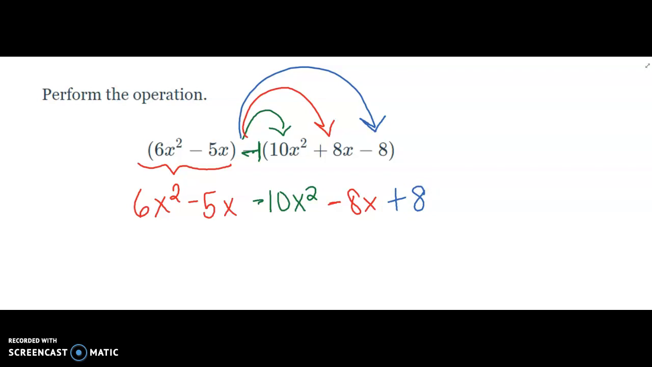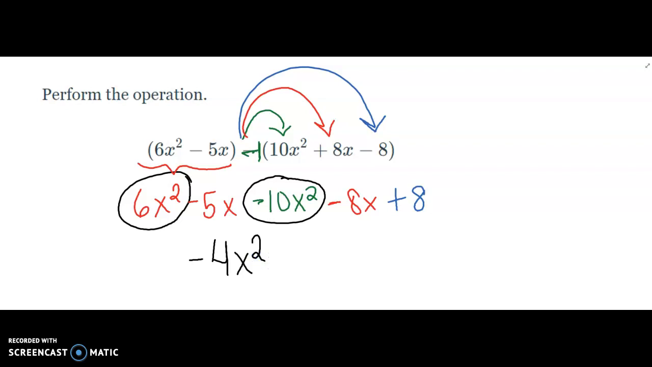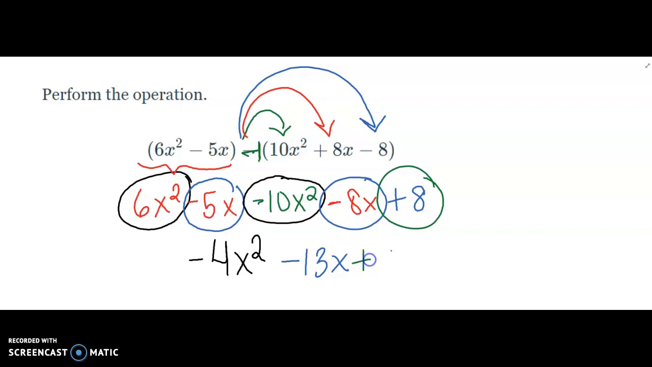And then we're just back to combining like terms. So we have a 6x squared, and I can combine that with a negative 10x squared. The negative is greater, so it wins. 10 minus 6 is 4, so 4x squared. Then we have a negative 5x and a negative 8x. They're both negatives, and we're just adding negatives on top of negatives, so that's negative 13x. And then back here, we got a plus 8 that's all lonely, has no friends. So there we go. That is how you answer that one.